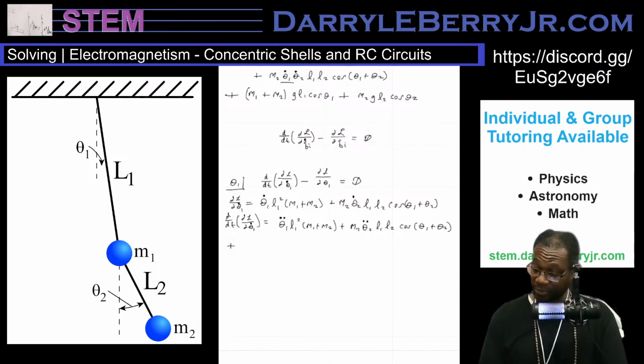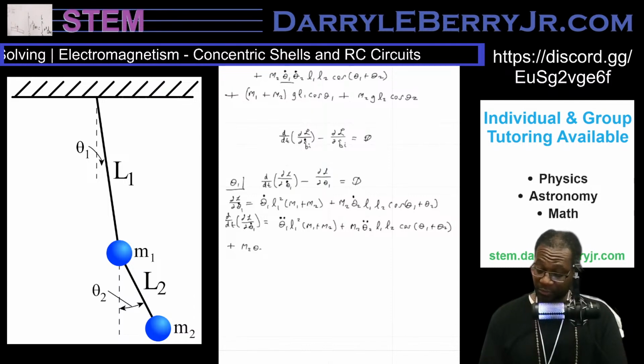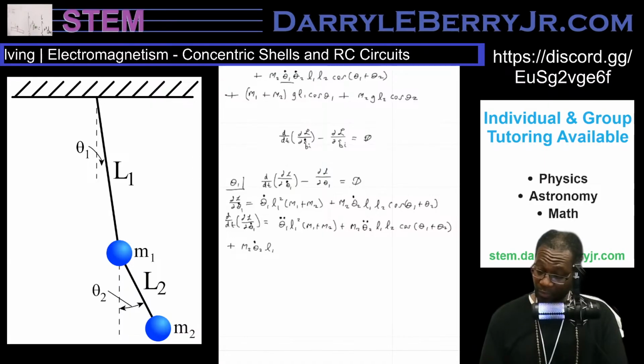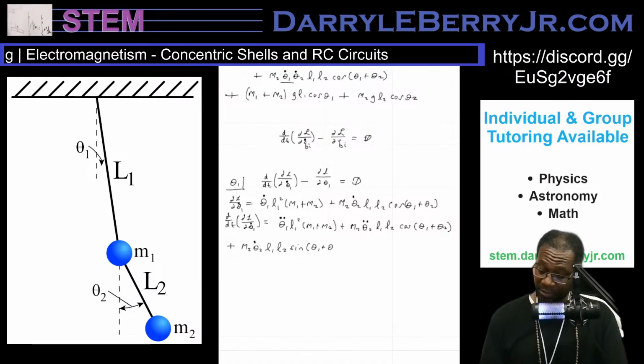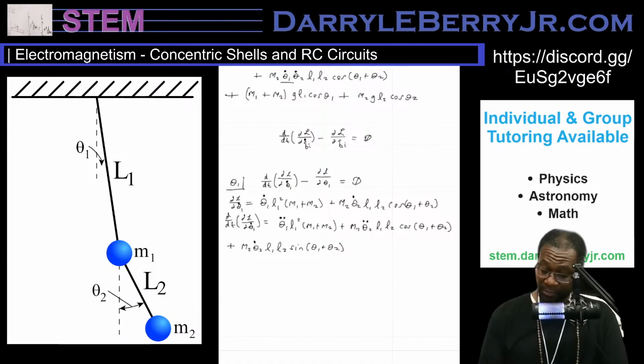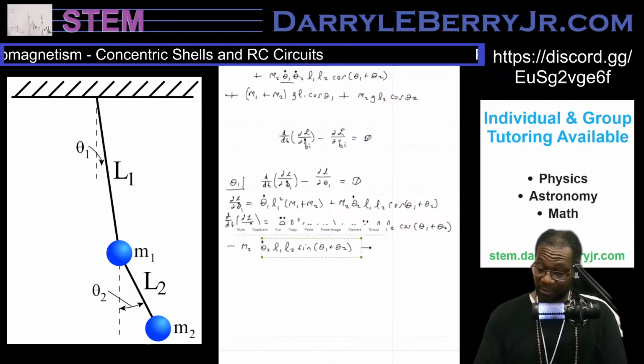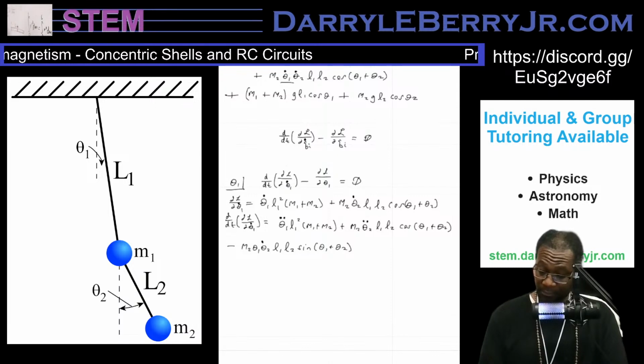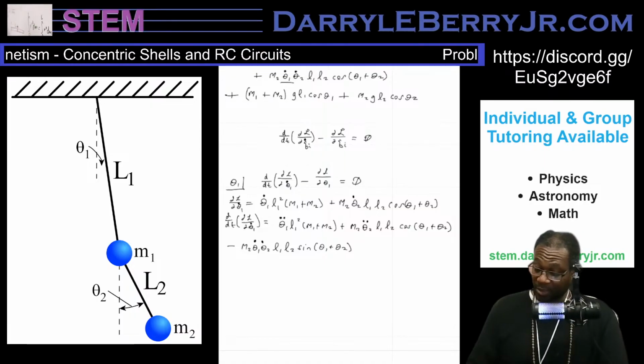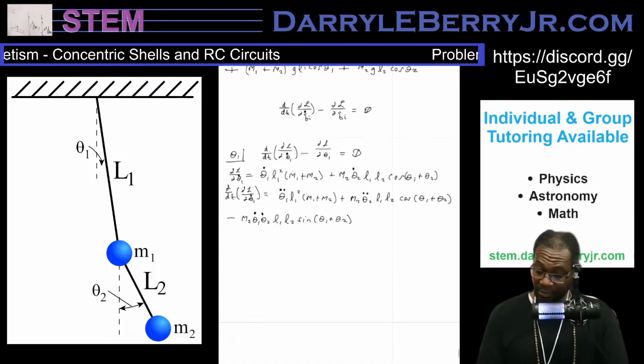Now I have to take the derivative on the cosine. So that's m2 theta 2 dot L1 L2 sine (theta 1 plus theta 2). And the derivative on the cosine will make that negative. And then I got to take the derivative of the argument, which is going to be theta 1 dot. So I'll go ahead and plug the theta 1 dot in the front. That should be that.